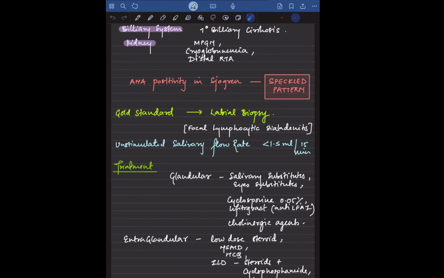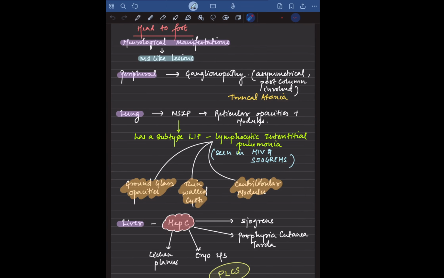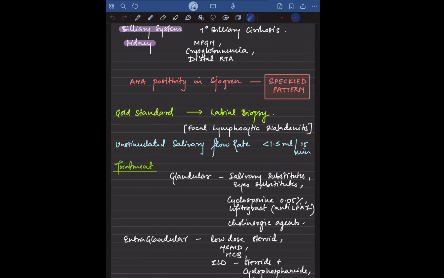Now when it comes to the biliary system, primary biliary cirrhosis can be expected in such patients. In the kidneys, there is membranoproliferative glomerulonephritis, which we have already seen, cryoglobulinemia, and distal type of RTA. So ANA will be positive in Sjogren's in 85% of patients, and if it is there, it is a speckled pattern. So how will you diagnose the patient? Depending upon the head to foot examination as well as symptoms of bilateral parotid gland enlargement, or say any hard mass, marginal zone lymphoma, or if the patient is hepatitis C positive and you see a few symptoms, ganglionopathy here and there, then you have to suspect it.